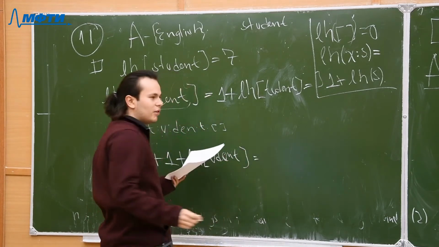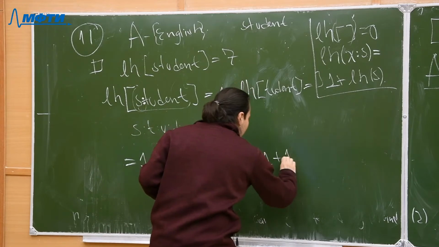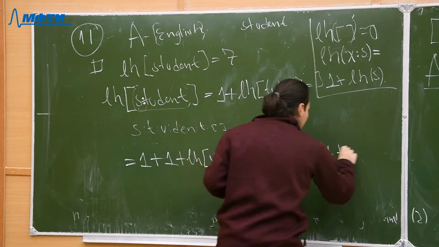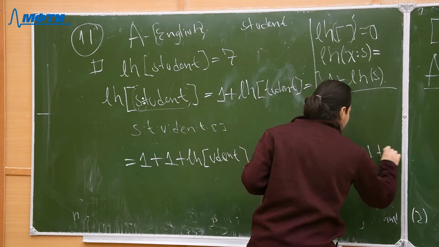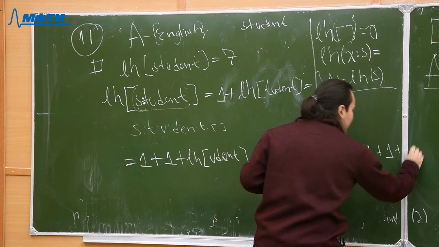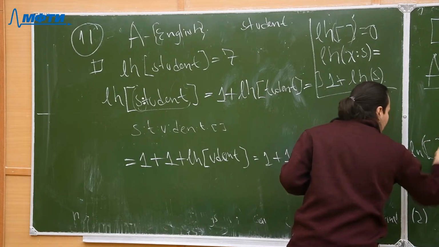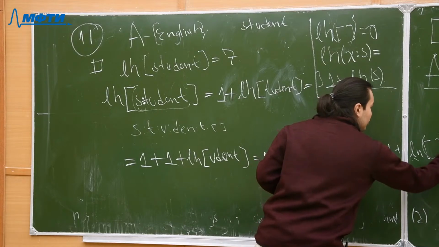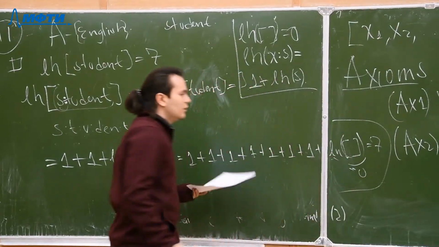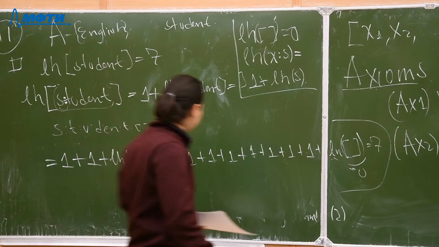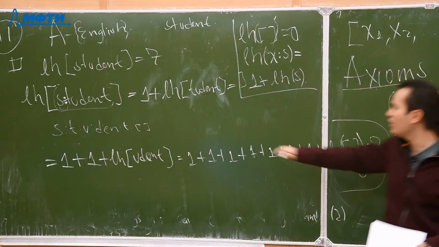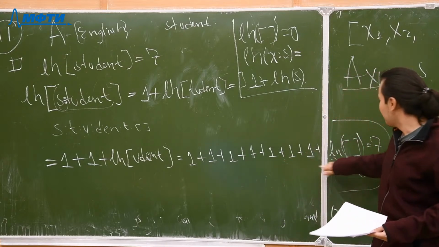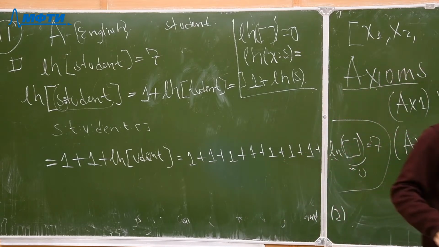and so on, right? So we obtain 1 plus 1 plus 1 plus 1. So 1, 2, 3, 4, 5, 6, 7, plus the length of the empty string. So this is 0, right? So this is equal to 7. And that's it, okay? Formally you need to write this 7 times, but we're not going to do it, of course. That's it. Very, very simple.